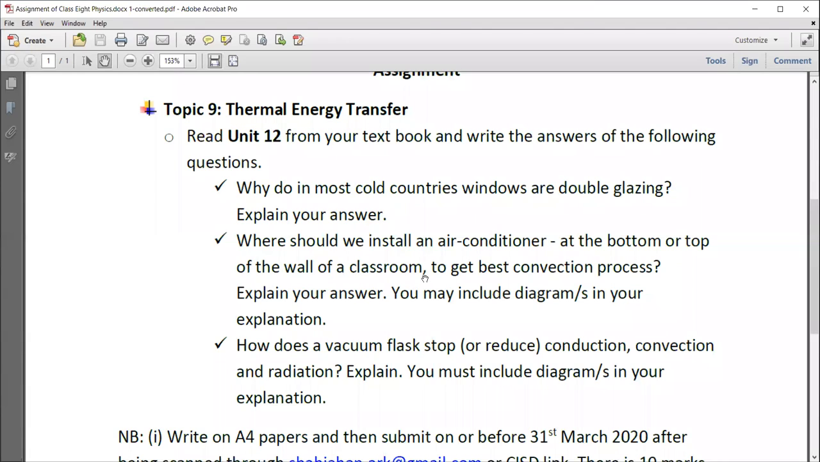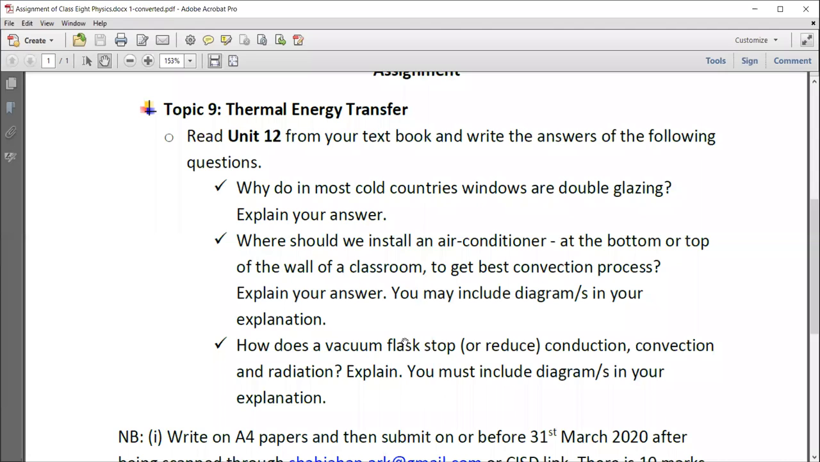Warm air is rising up. We can set one condition, that there is circulation of gas molecules. This way the convection process is working. Okay, clear to you?